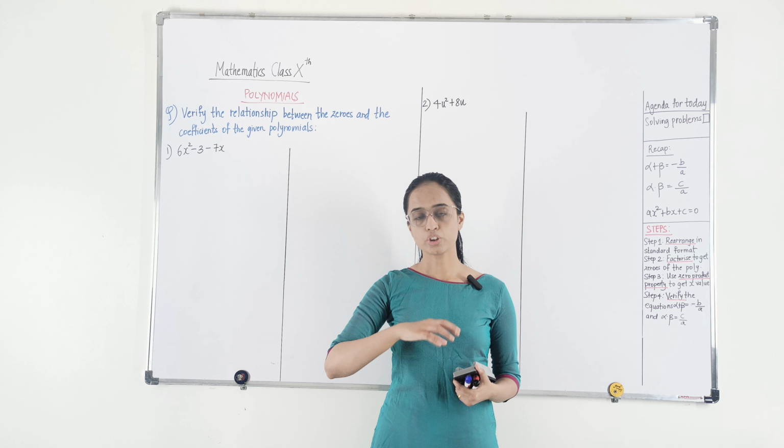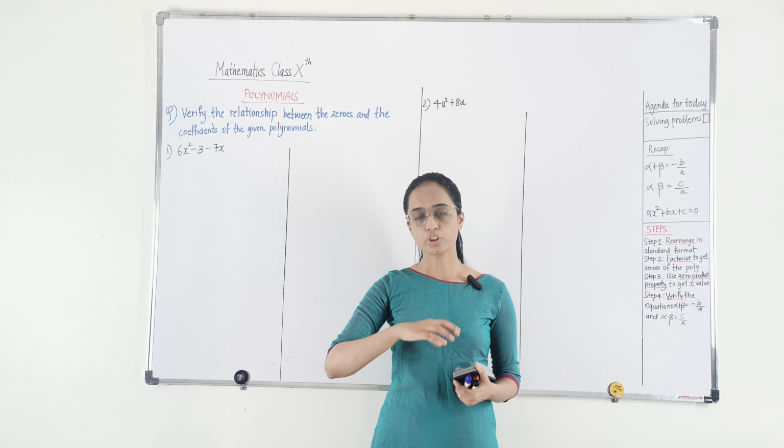Now this is the standard format, which is ax square plus bx plus c equals 0. You need to arrange the given question in the standard format such that your x square would be first, your x would be second, and followed by your constant term. So that is your step number 1. If in any problem the given question is already in standard form, then you don't have to do step 1, you can directly move on to step number 2.